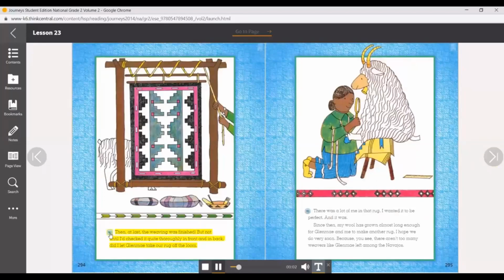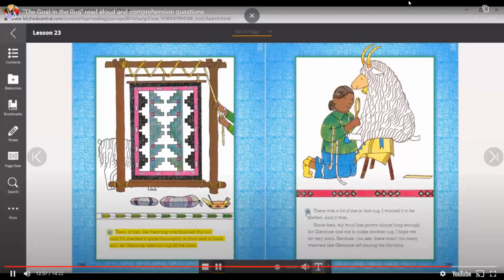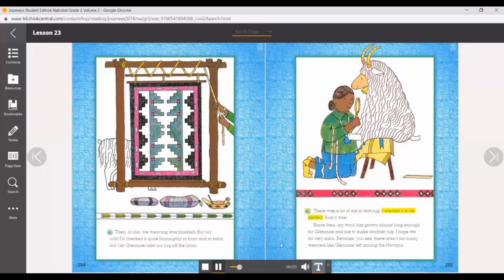Then, at last, the weaving was finished. But not until I'd checked it quite thoroughly in front and in back did I let Glen May take our rug off the loom. There was a lot of me in that rug. I wanted it to be perfect, and it was.